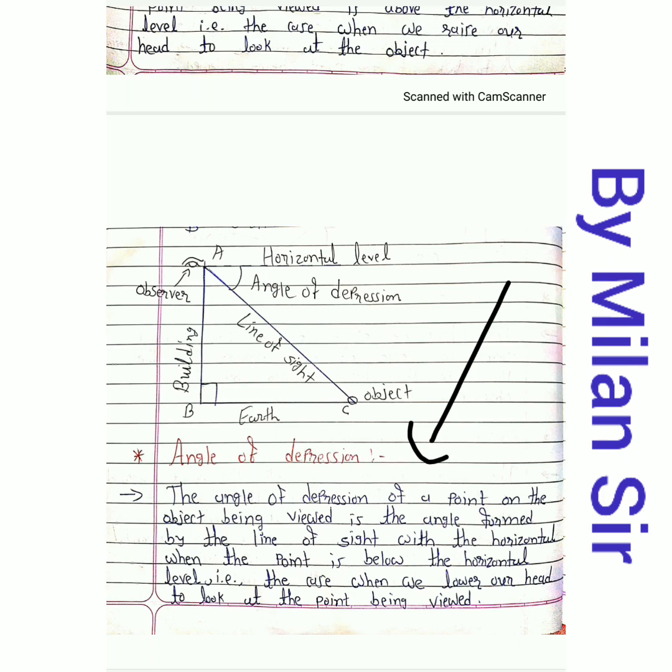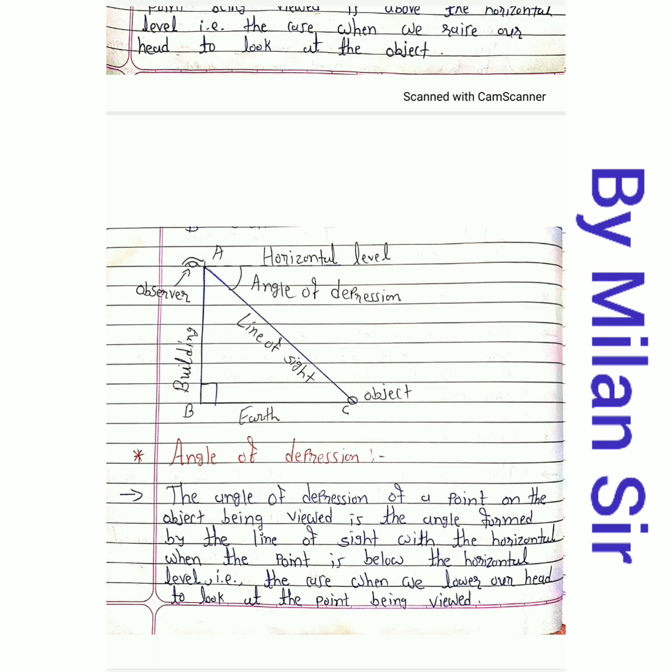The angle of depression of a point on the object being viewed is the angle formed by the line of sight with the horizontal when the point is below the horizontal level. That means the case when we lower our head to look at the point being viewed. So the object is present below the horizontal level.